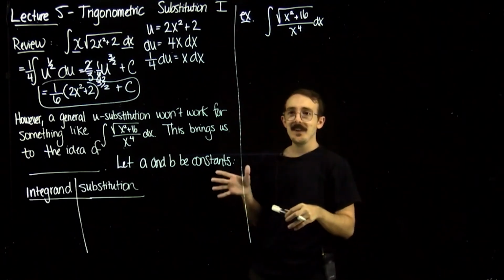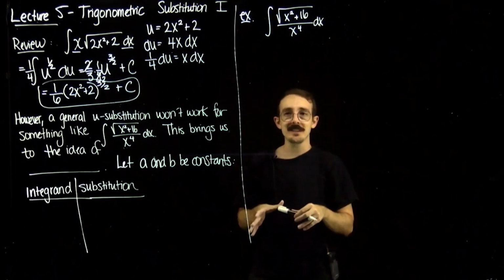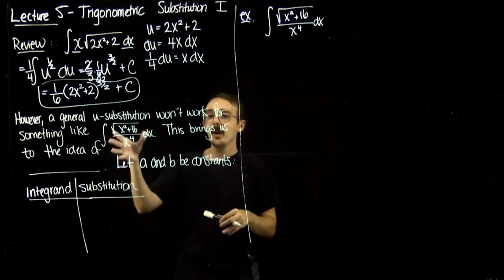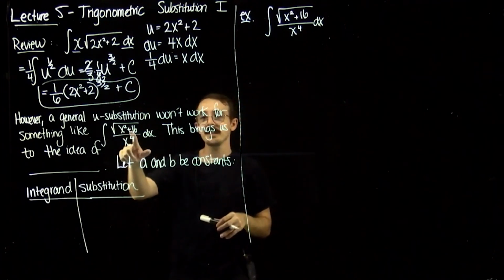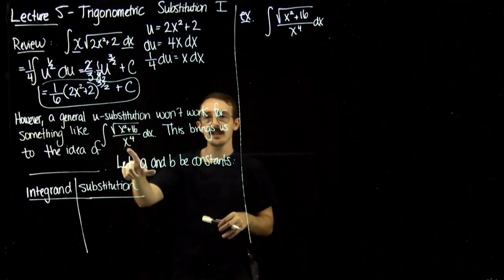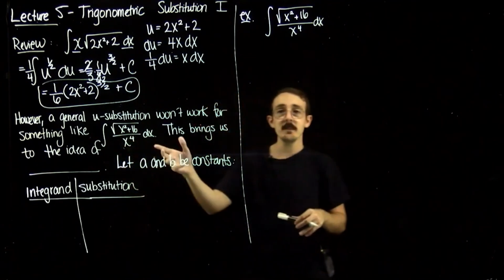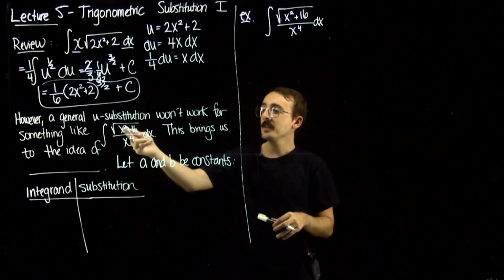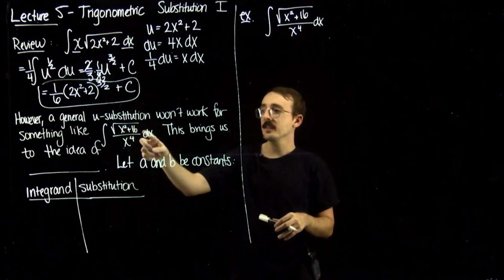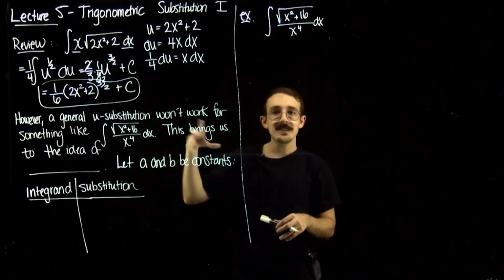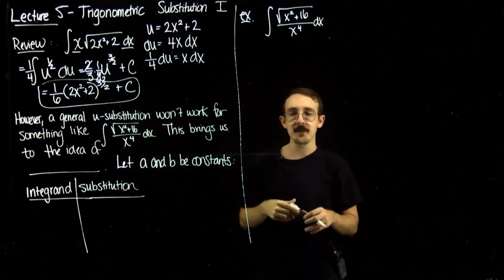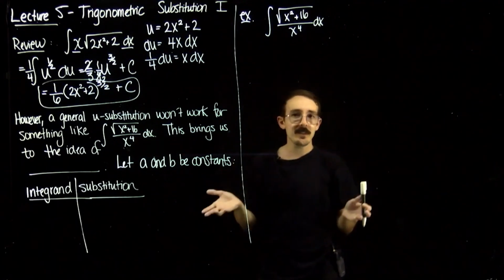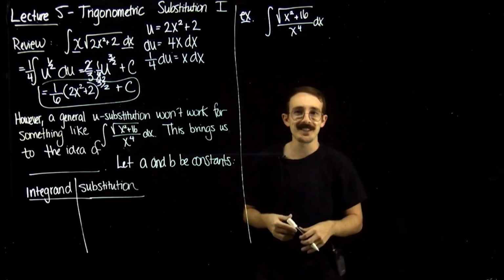However, we can't always use substitution to save the day. So what if you had something like this? You have the square root of x squared plus 16 over x to the 4th. If you think about that, even if you set the expression in the radical equal to u, its derivative is not going to appear here, and you're not going to be able to cancel that effectively. So we don't give up. We actually just learned something in Calculus 2 to deal with this.